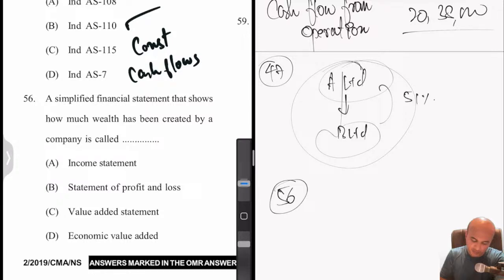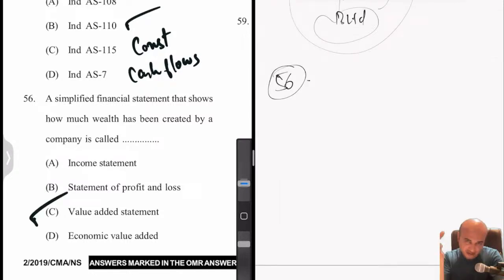In fact, what you can do in the exam is, if you use common sense, you will actually be able to identify the answer. The answer in this case is option C, which is value added statement. What is value added statement, by the way? It is nothing but a simplified financial statement that shows how much wealth has been created by a company.